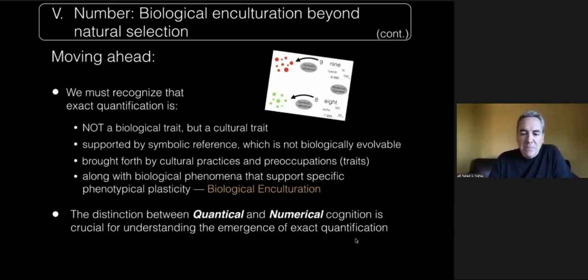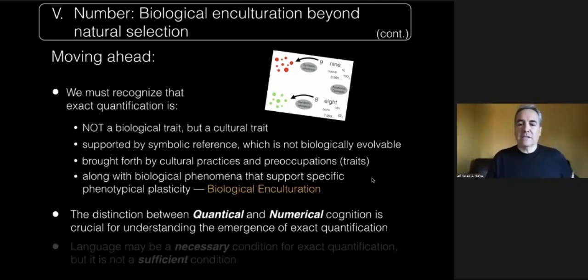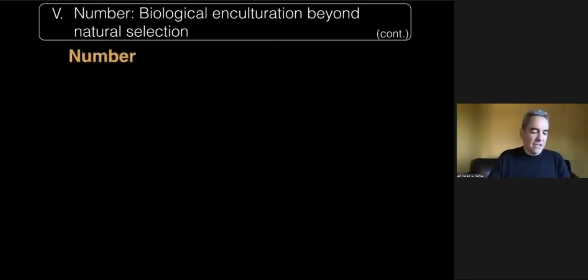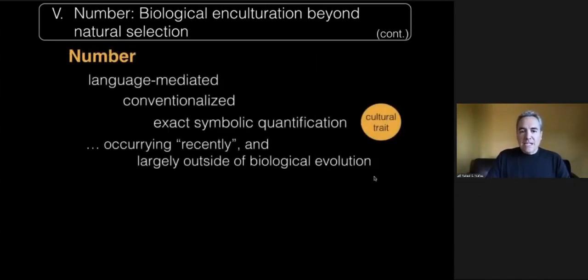So we need to understand the emergence of exact quantification by trying to understand how the biology, supported by cultural practices, leads to what we call number today. Language may be a necessary condition for exact quantification, which is probably the case, but it is certainly not a sufficient condition, as shown by the hundreds and hundreds of languages that do not have exact quantification beyond the subitizing range. So number really is a language-mediated, conventionalized, exact symbolic quantification, and that is a cultural trait.